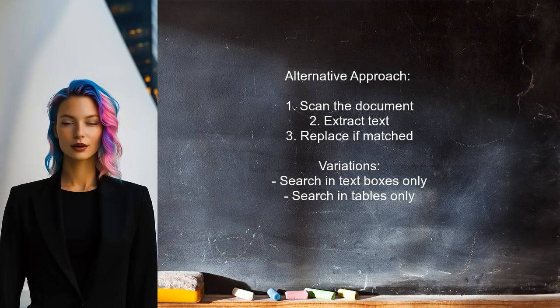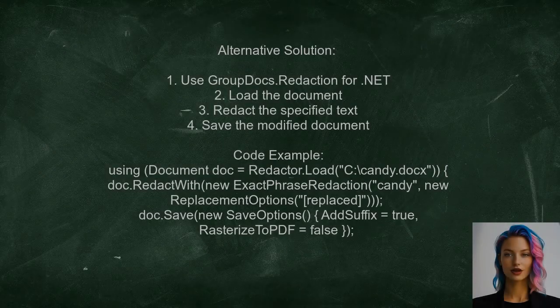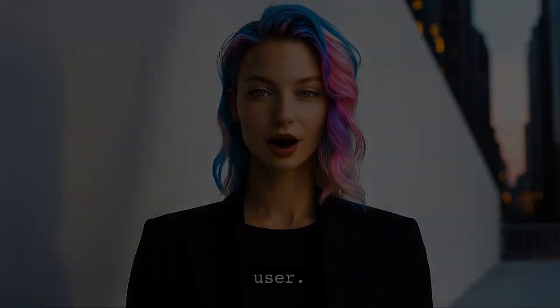According to another user, there isn't a true alternative to the find and replace method. The process involves scanning the document, extracting text, and replacing it if there's a match. However, they mention variations, such as searching only within text boxes or tables. That's the end of that answer. Let's see another perspective. An alternative method for finding and replacing text in Word documents is to use GroupDocs.Redaction for .NET. This approach allows you to load a document, specify the text to redact, and replace it with a new phrase. Let's take a look at an answer from another user.